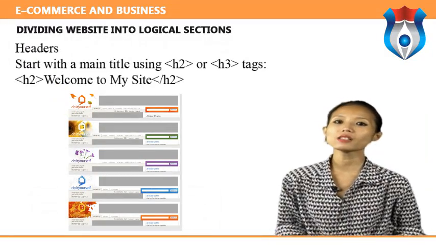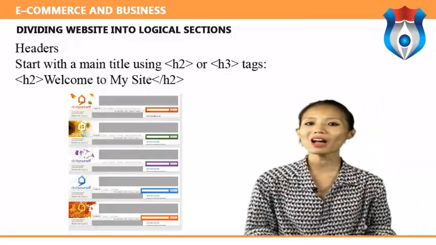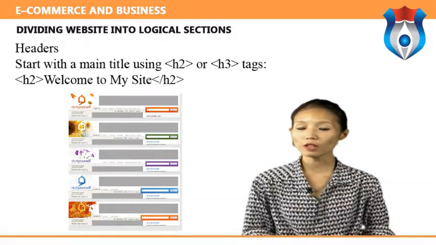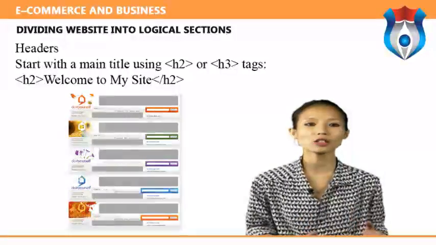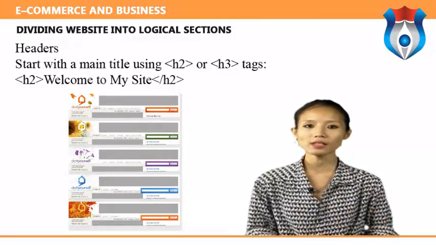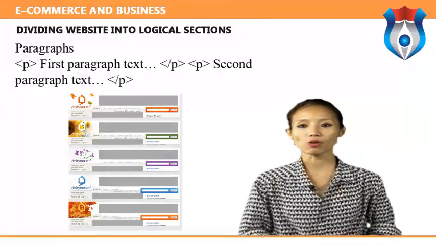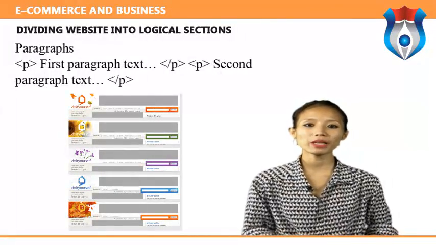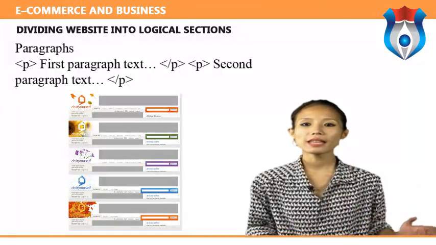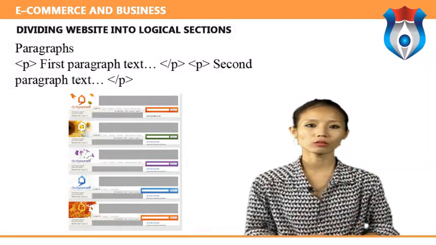Headers. Titles in a variety of sizes grab the eye and point readers to the information they want to read. Start with a main title using H2 or H3 tags. Look at the screen for an example. Paragraphs. Use the paragraph P tag to divide text into sections as shown.